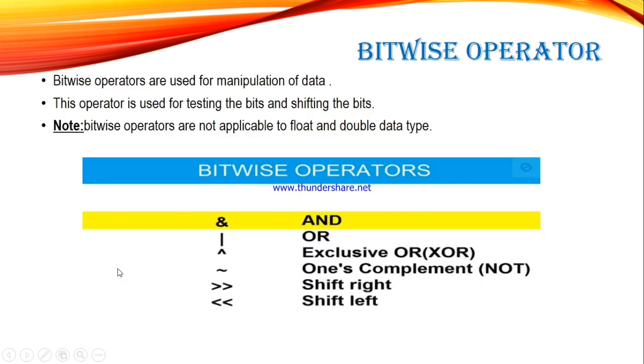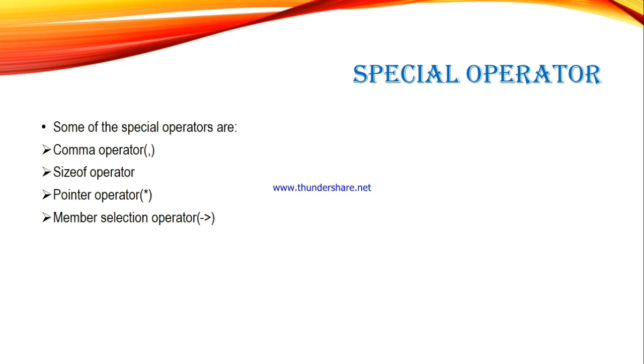Next, we see the bitwise operators. Bitwise operators are used for manipulation of data. These operators are used for testing the bits and shifting the bits. Note that the bitwise operators are not applicable to the double and float data types. The bitwise operators are bitwise and, or, exclusive or, also known as XOR, NOT, and left shift and right shift.